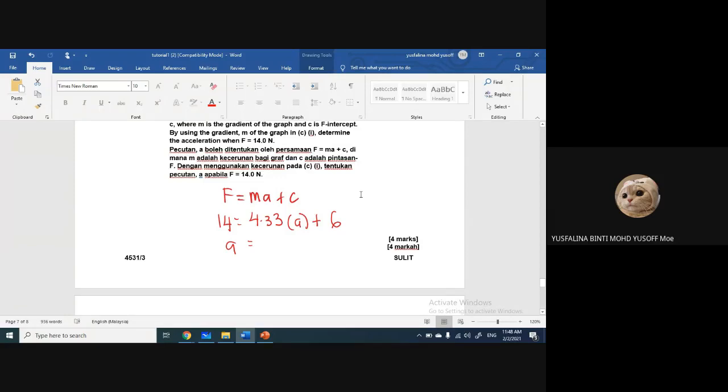8 divided by 4.33, right? 1.85. Okay, so good, thank you. 1.85 ms negative 2, because the unit of acceleration is ms negative 2. So this is the answer.